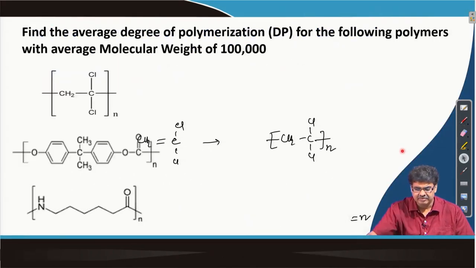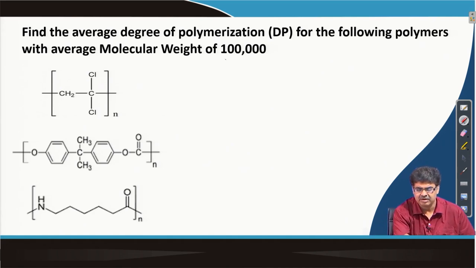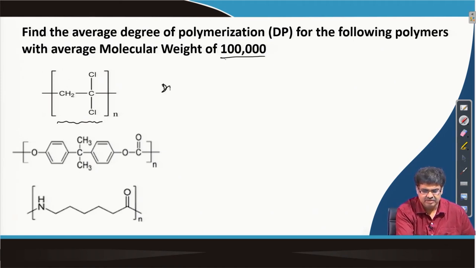Now, let me give you a few examples, and you can quickly do it yourself. Say I have a molecular weight of 1 lakh, then what would be the degree of polymerization for this case? Now, the average molecular weight is 1 lakh in this case, where the molecular weight of the repeat unit is 97. So, in this case the degree of polymerization is 1 lakh divided by 97, which turns out to be approximately 1030.